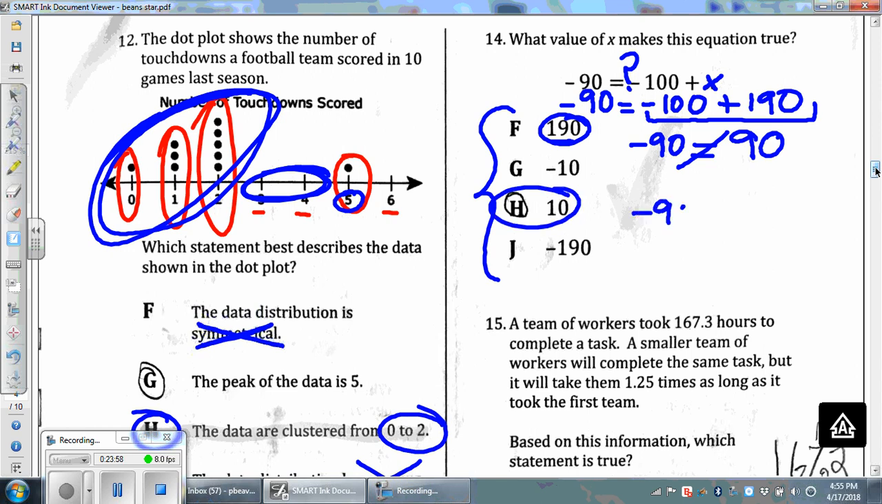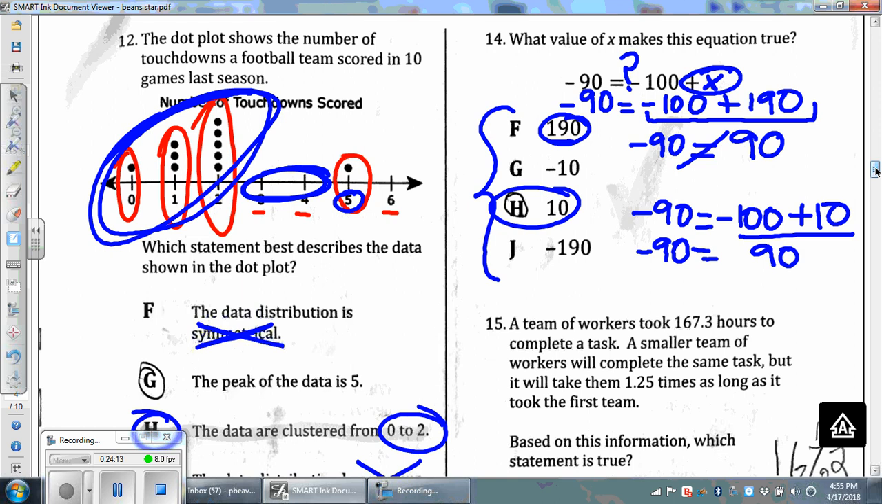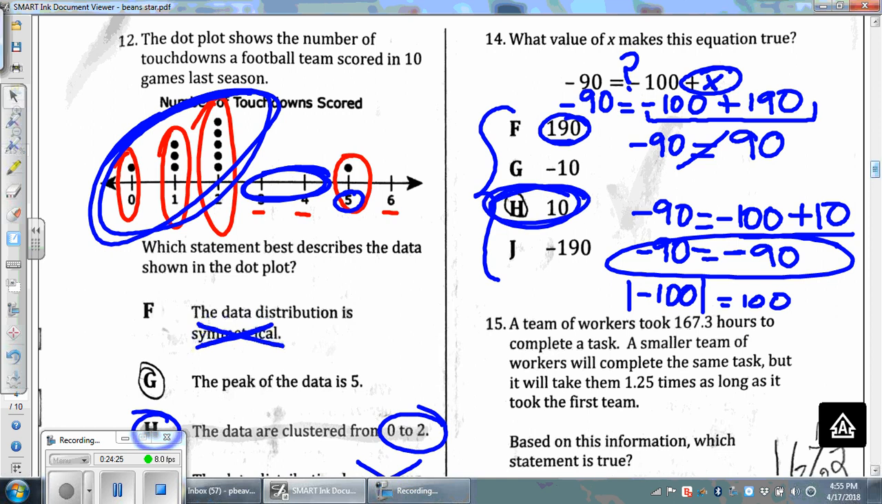So that will be negative 90. Is negative 90 equal to negative 100? And then for this plus X, we will add a plus 10. Negative 100 plus 10: we get the difference between them, which is 90. Then we take the sign of the number with the bigger absolute value, which is negative 100, right? So that's why we keep this answer negative. Is this true? Yes, it is. So that's why H is the correct answer.